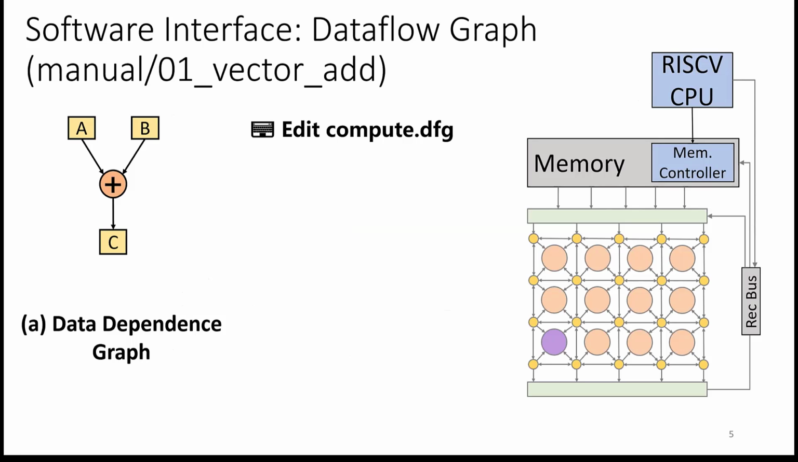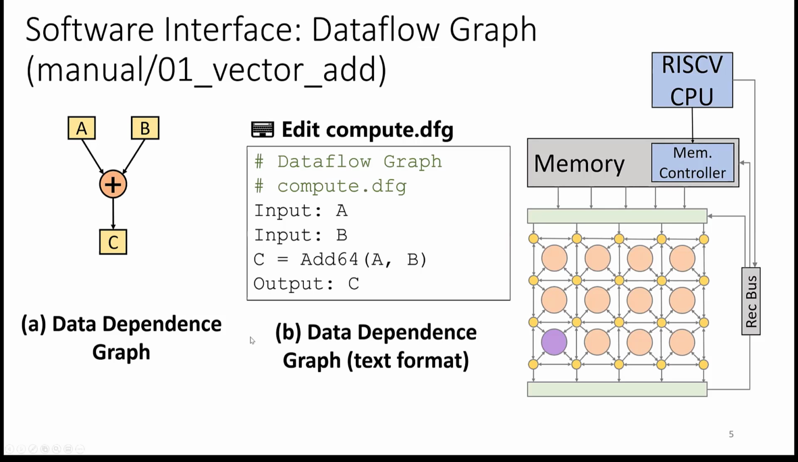If you downloaded our infrastructure set, you can just open it and go to the directory 01_vector_add and open the compute.dfg, which should be an empty file, and edit it with your favorite editor and type in this bunch of code. This is a text format for the data dependence graph shown on the left-hand side. And ideally, we should have something to map it onto the spatial architecture, looking like this.